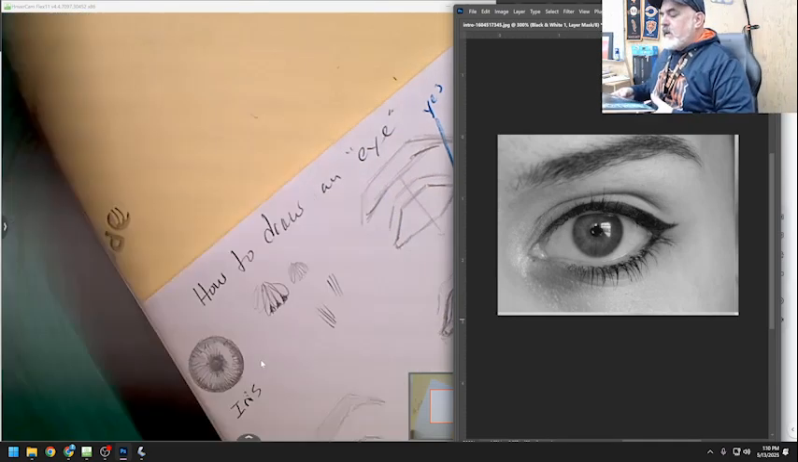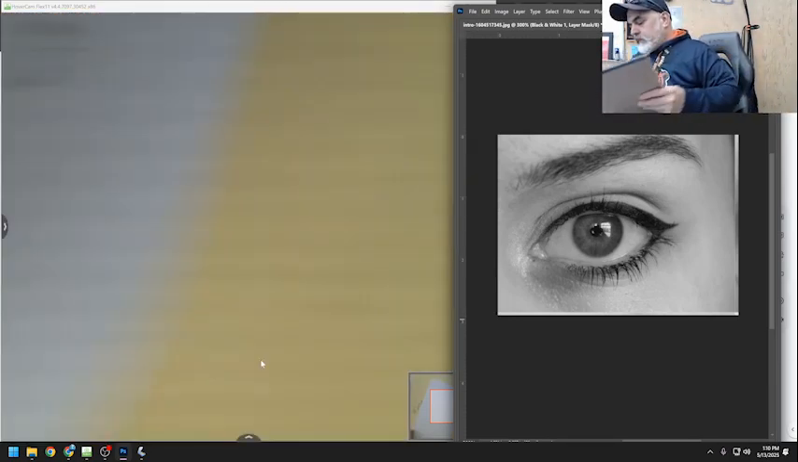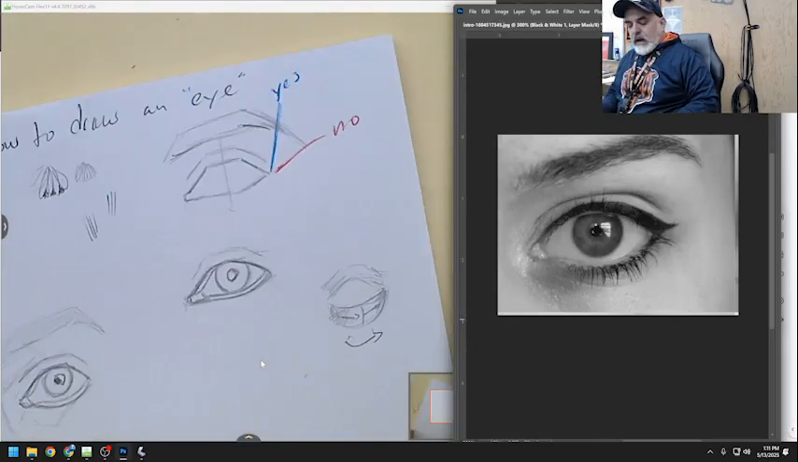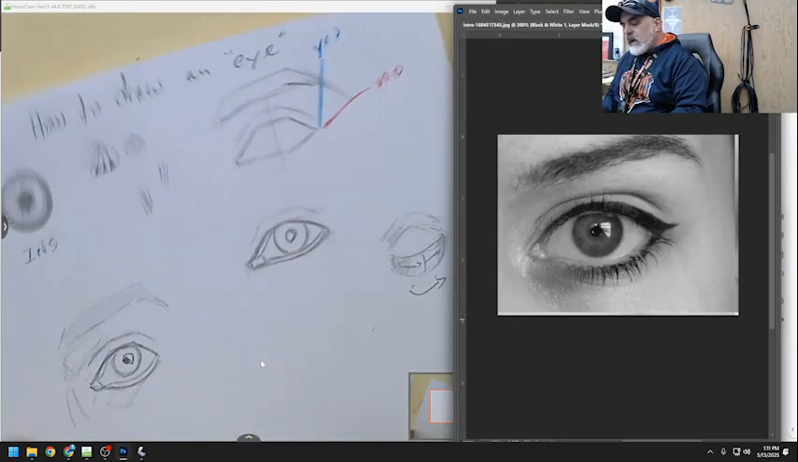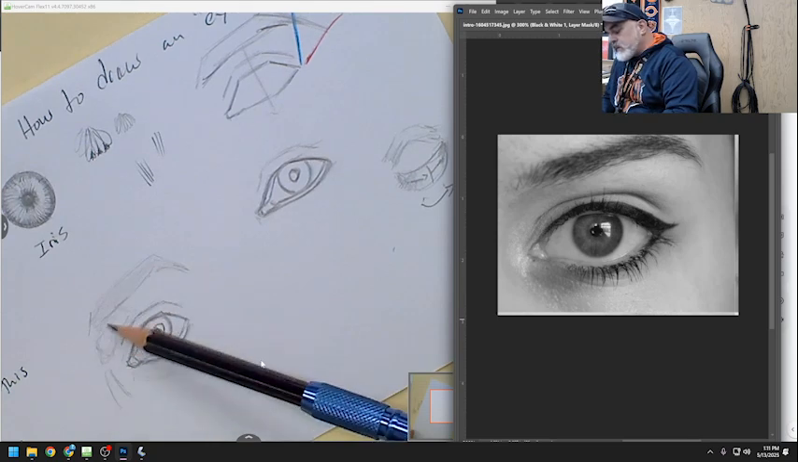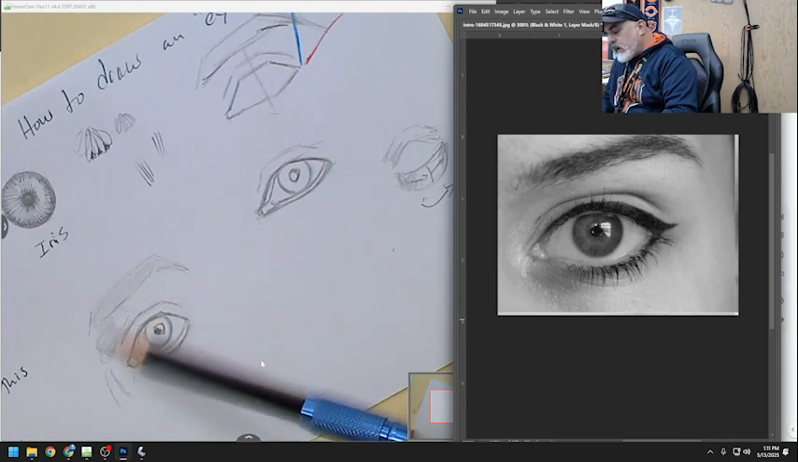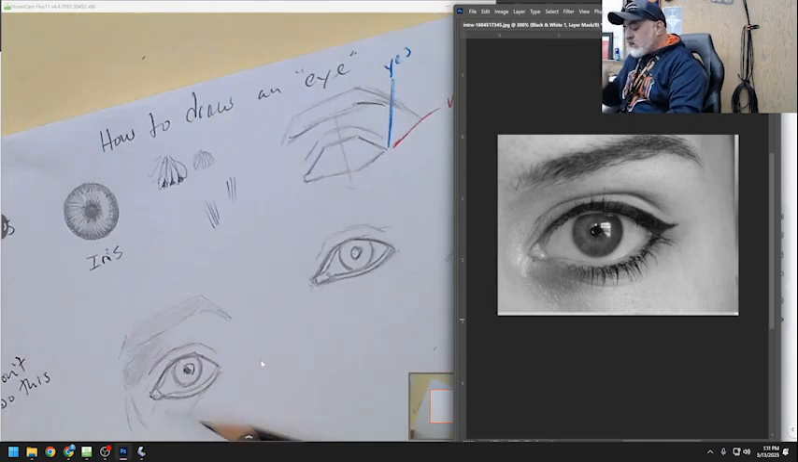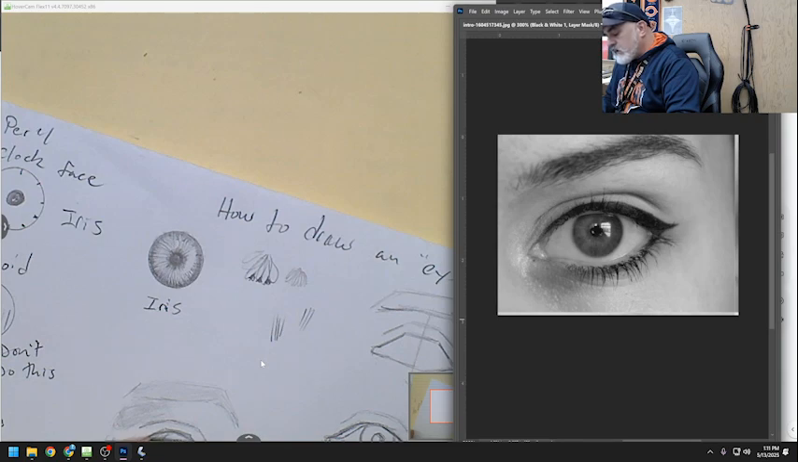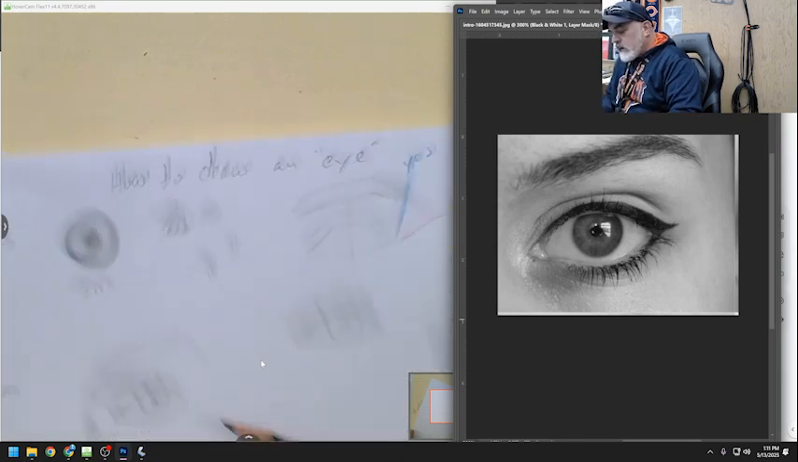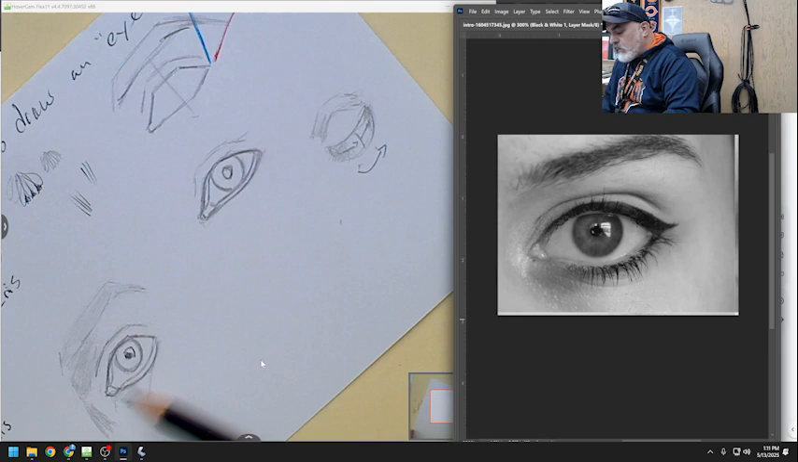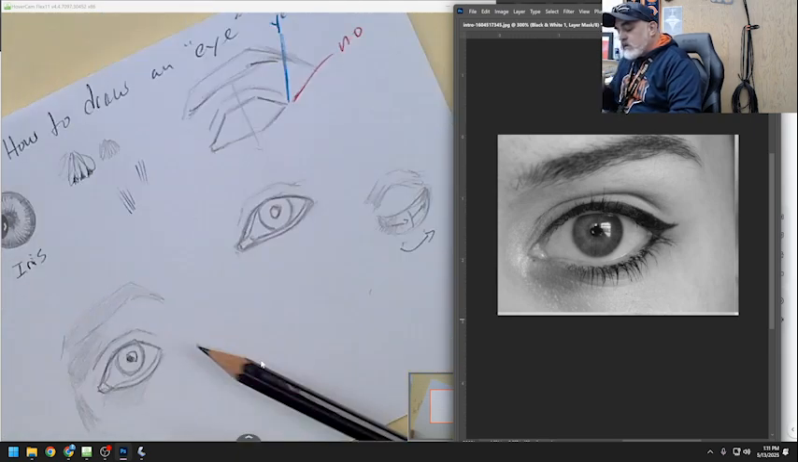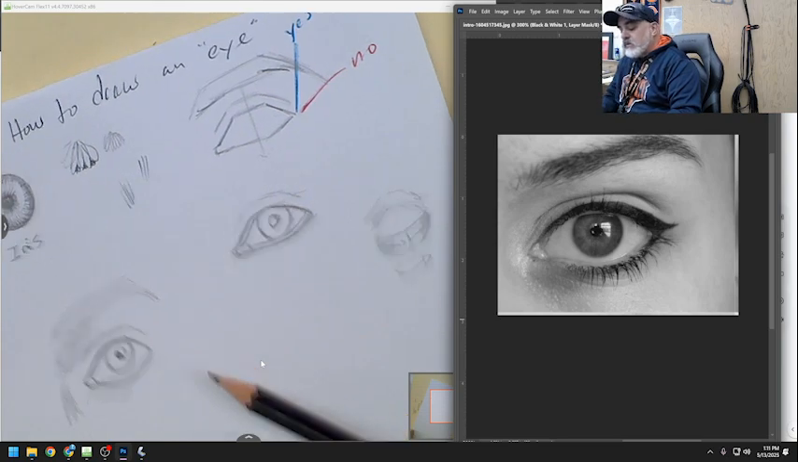Okay, so let's get back to the eye. All right, we're getting ready to shade. So I want to go in and I want to start putting some values in. And when I shade, I'm going to shade towards the direction that the shadow is going. So I always want to shade with the direction of the form. And I'm just gonna start putting it in. And what happens is you're gonna start seeing that this eye is gonna start taking a 3-dimensional shape.